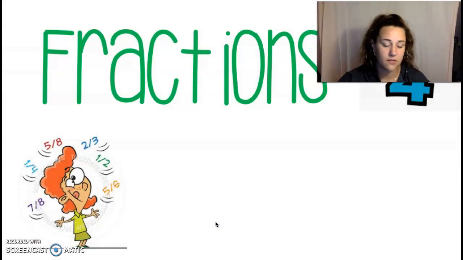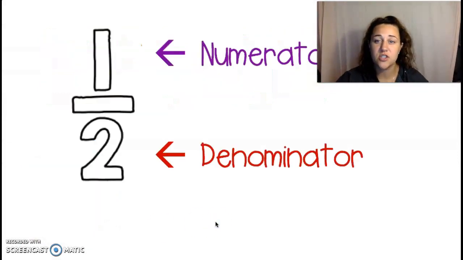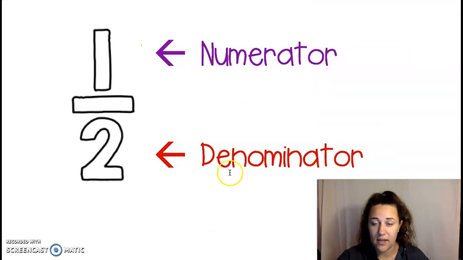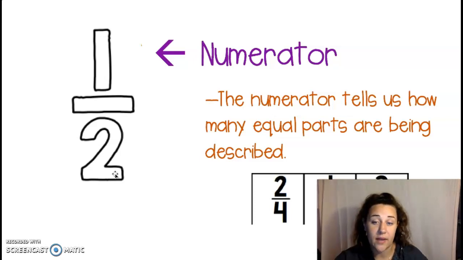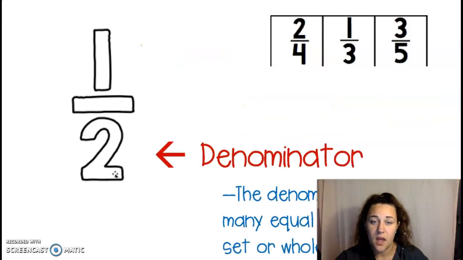So we're still working with fractions, right? And just to remind you, our numerator is our number on top, and our denominator is our number on the bottom, down below. Our numerator tells us how many equal parts we're talking about, basically. What number of equal parts are we looking at? And our denominator tells us how many equal parts are in a whole. All together, how many equal parts are there?